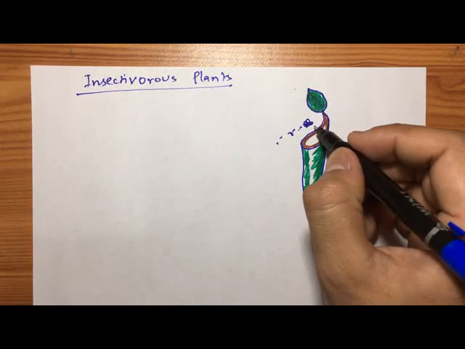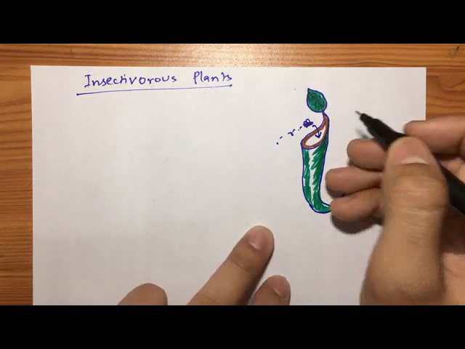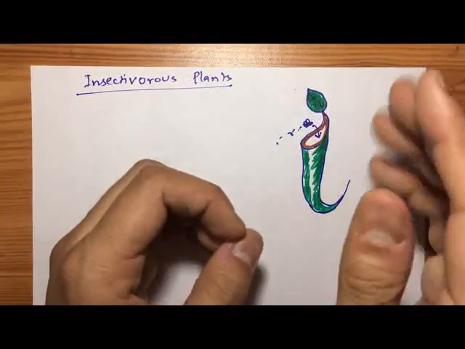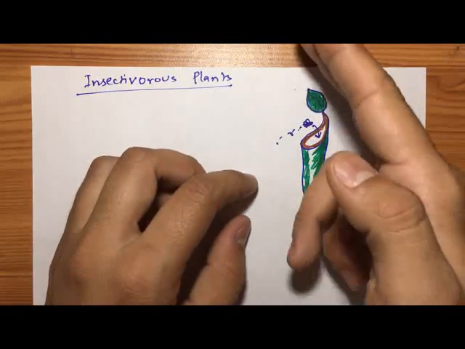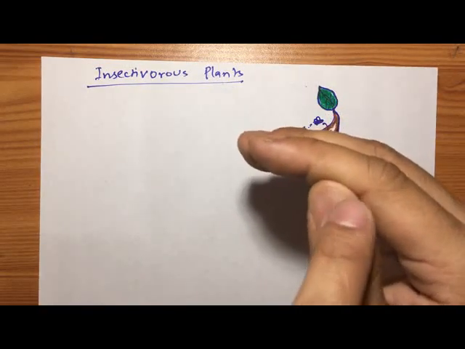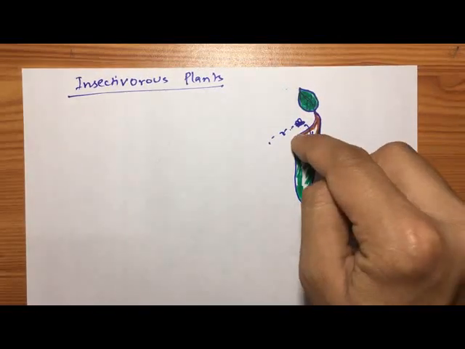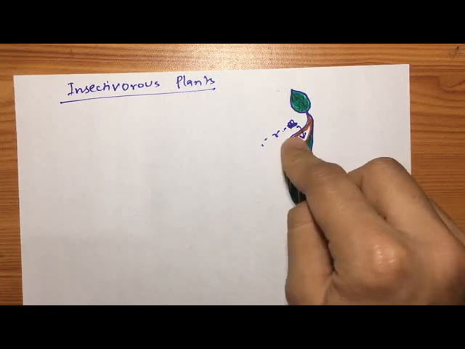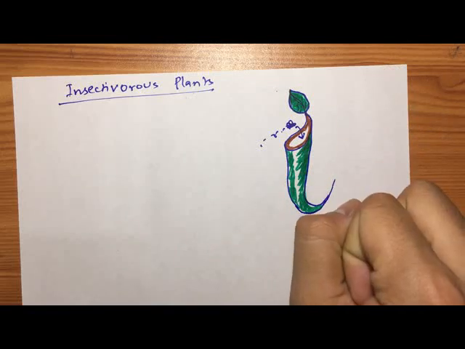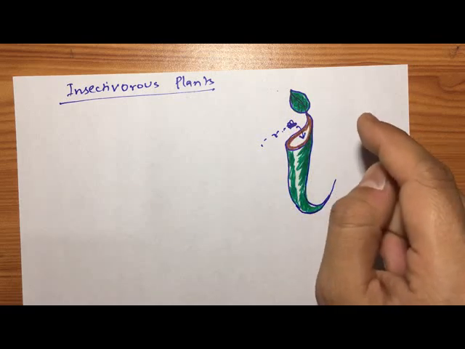If any insect enters in this hollow shaft, it closes its upper leaf. Suppose that this is the leaf, it closes its leaf, and inside that the insect gets trapped. Okay, and it dies. After that, this pitcher plant consumes the nutrition from the insect.